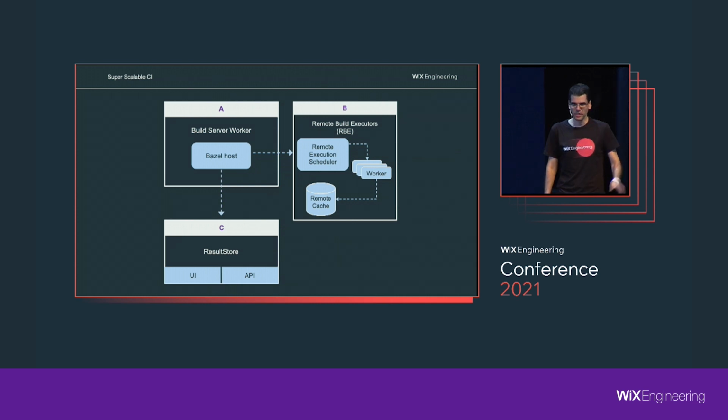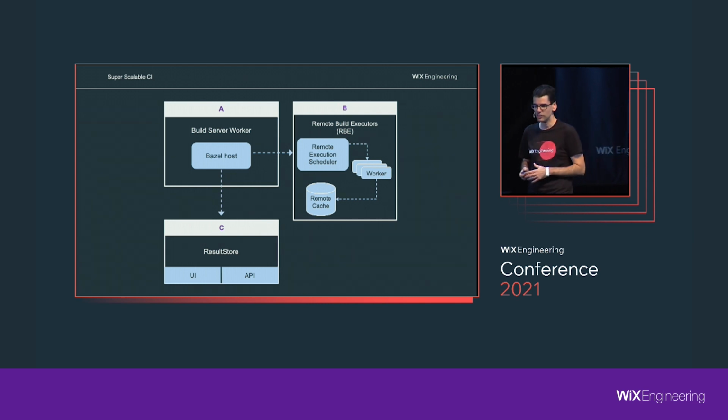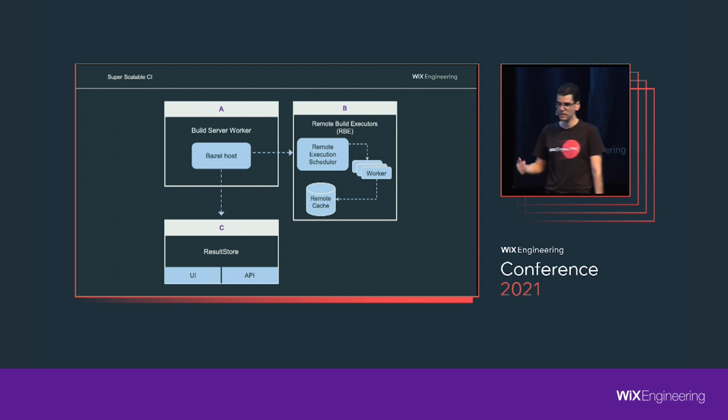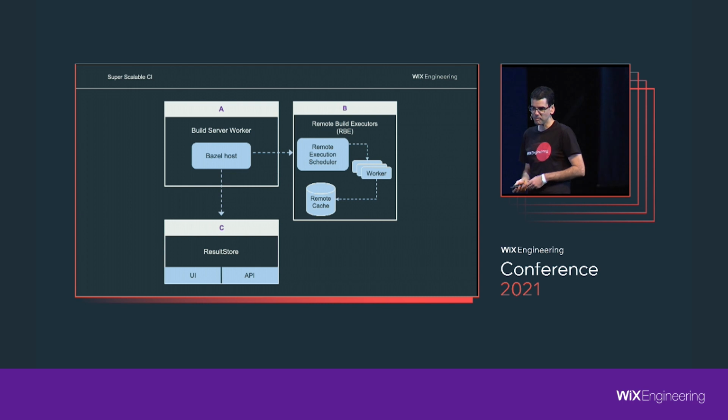Now, a quick reminder of the pieces of the puzzle that are our Bazel CI system. We have our build server, that's A, and it runs the Bazel host. Now, for increased parallelism, we have remote build executors, RBE. So builds and tests do not run on the Bazel host. They are being offloaded to RBE for increased parallelism, so we can have them run in a more distributed way. And we have result store that stores the output, and we can access it using UI or API.